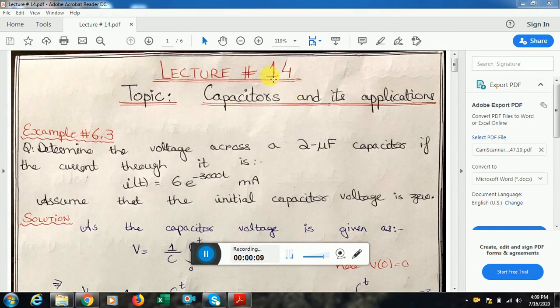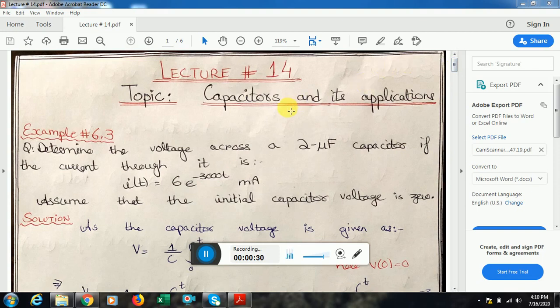Today we are going to study capacitors and its applications. How does a capacitor act in DC, and if we have to find the energy stored in a certain capacitor, what is the methodology followed to find the energy stored in a capacitor? First of all, we will concentrate on example number 6.3.